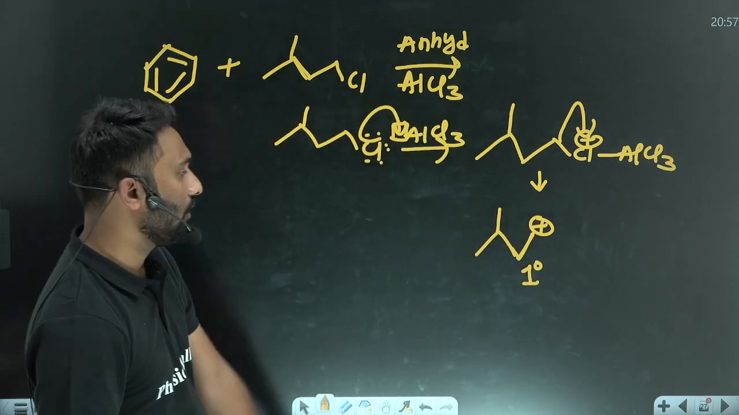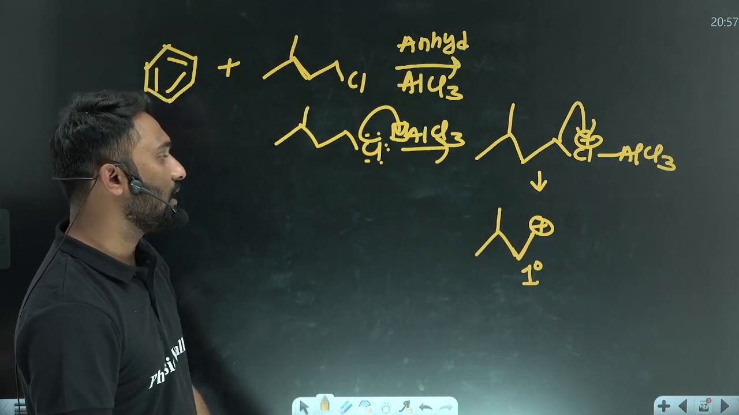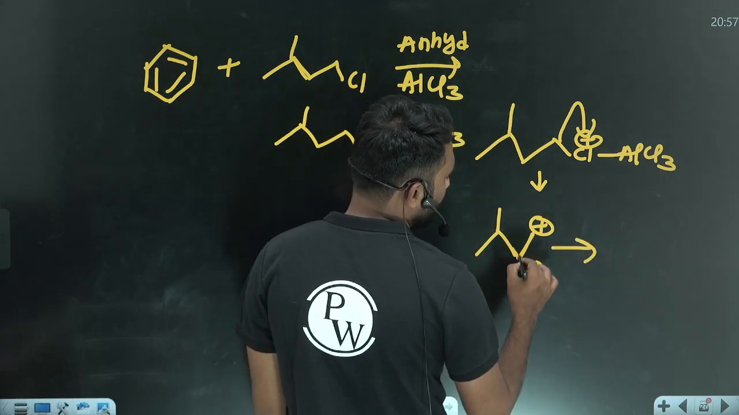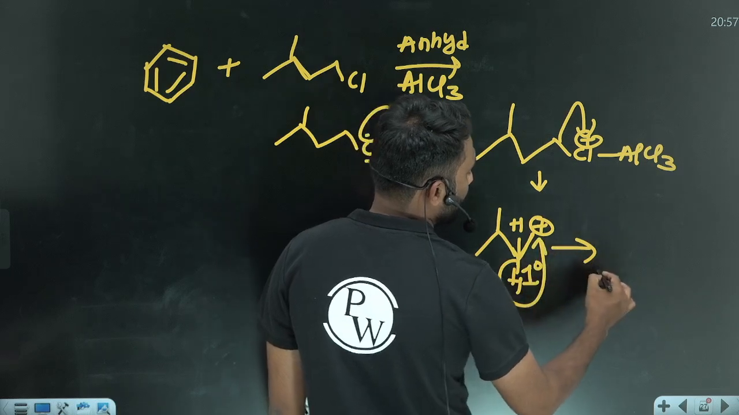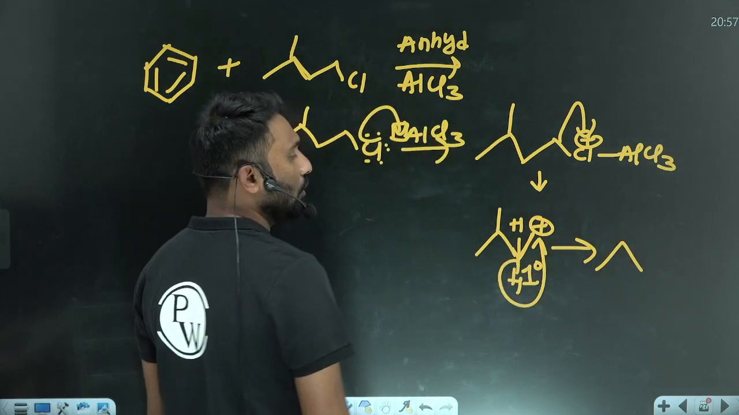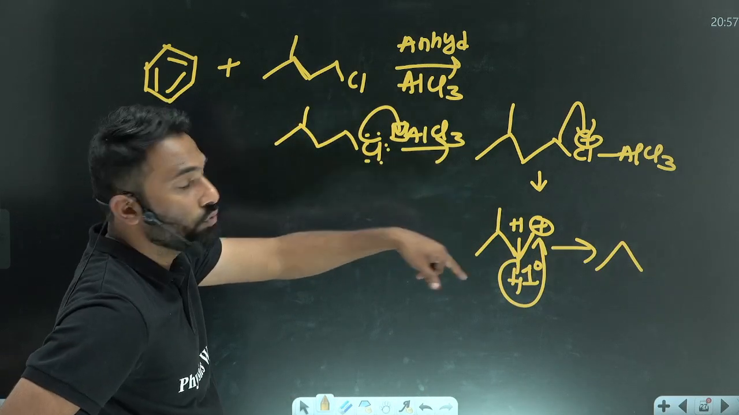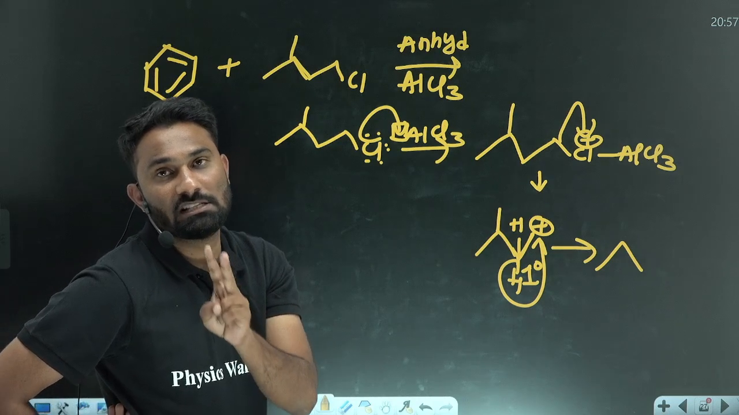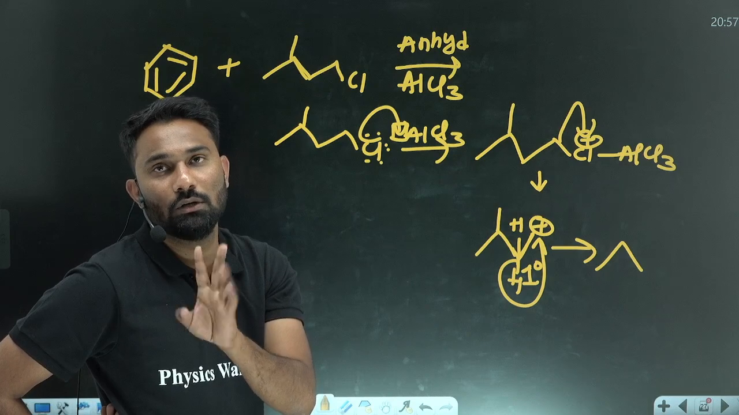Now this electrophile we have generated here, an alkyl, this is a primary carbocation. We can make a more stable carbocation by shifting the hydride, a 1,2 hydride shift. If you don't know how the 1,2 hydride shift works, you can see the alkene chapter, lecture number 2, where I have explained it clearly.